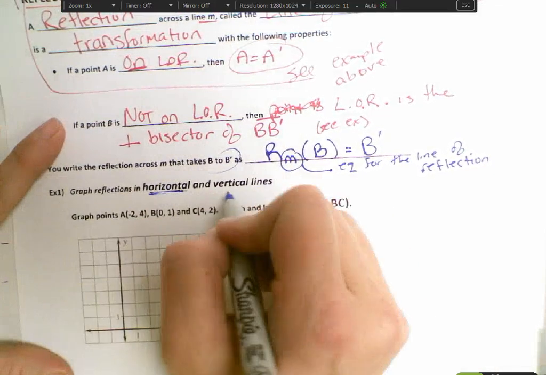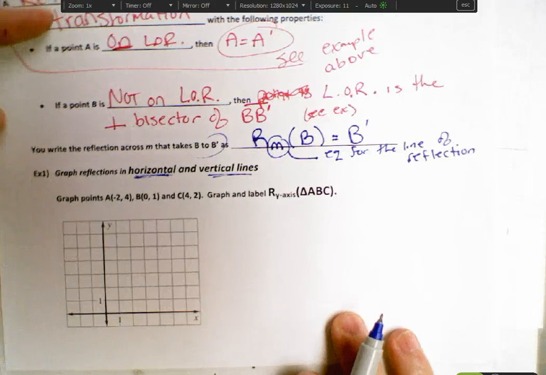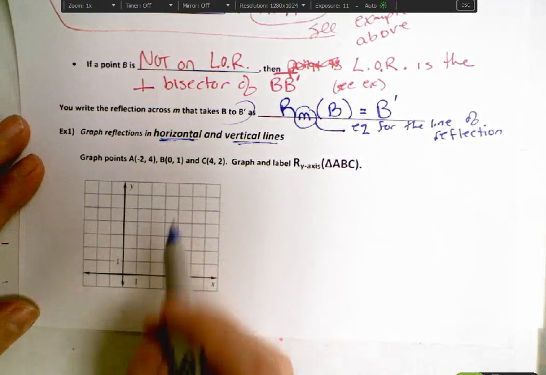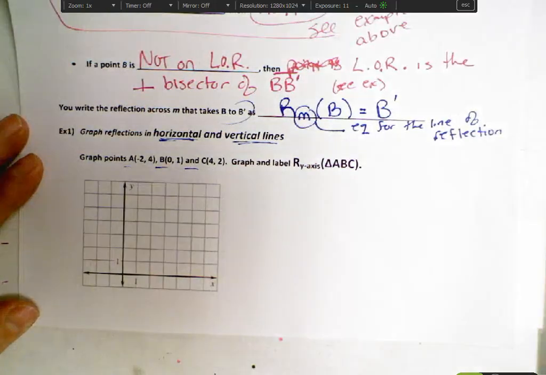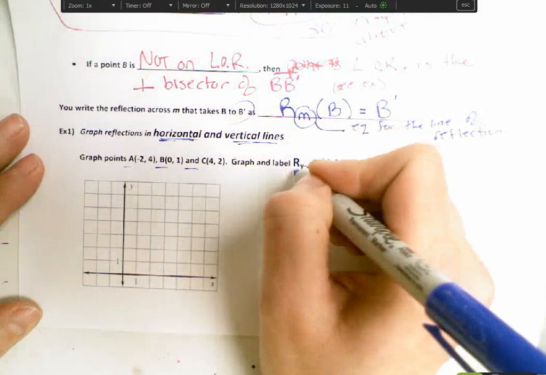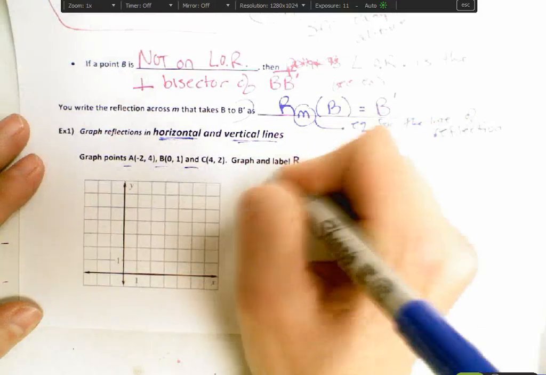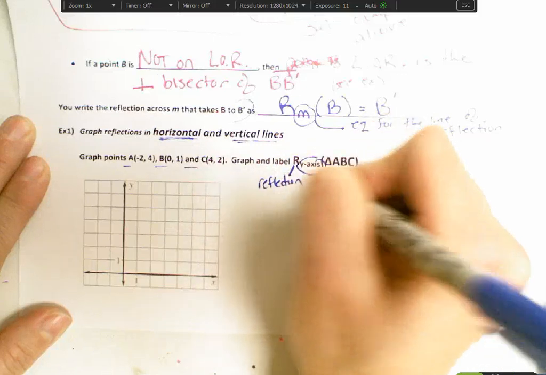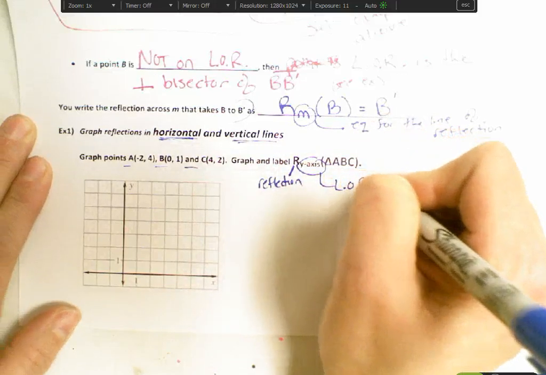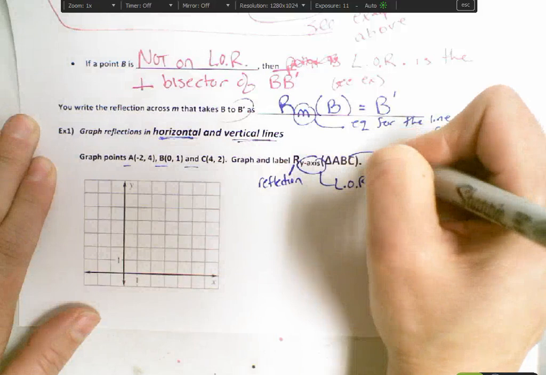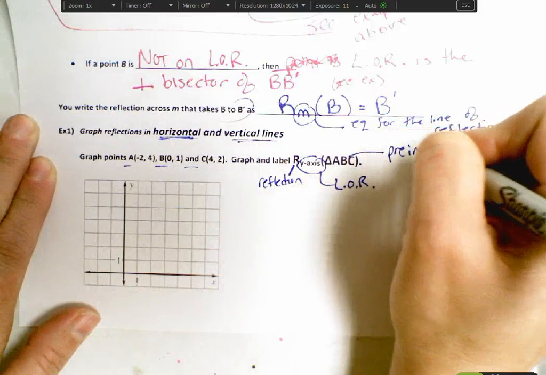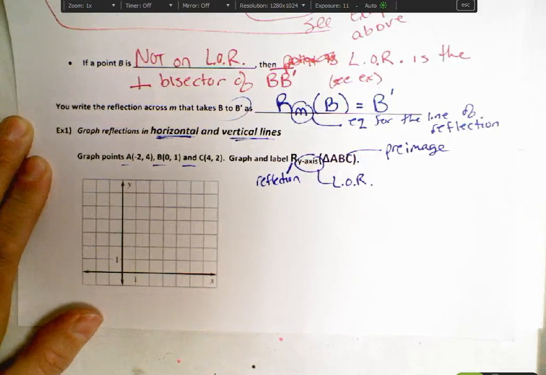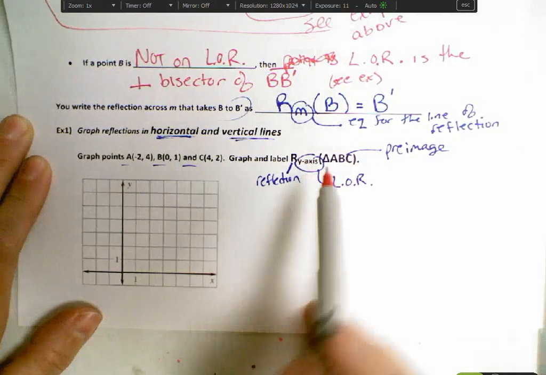Graph reflections in horizontal and vertical lines. We're going to start with some easy ones where my lines of reflection are just horizontal lines and vertical lines. I'm given graphs A, B, and C, so it must be a triangle. It says graph and label, where big R means reflection. The y-axis is my line of reflection, and this triangle ABC is my pre-image, my original image before I've reflected over the line of reflection, the y-axis.